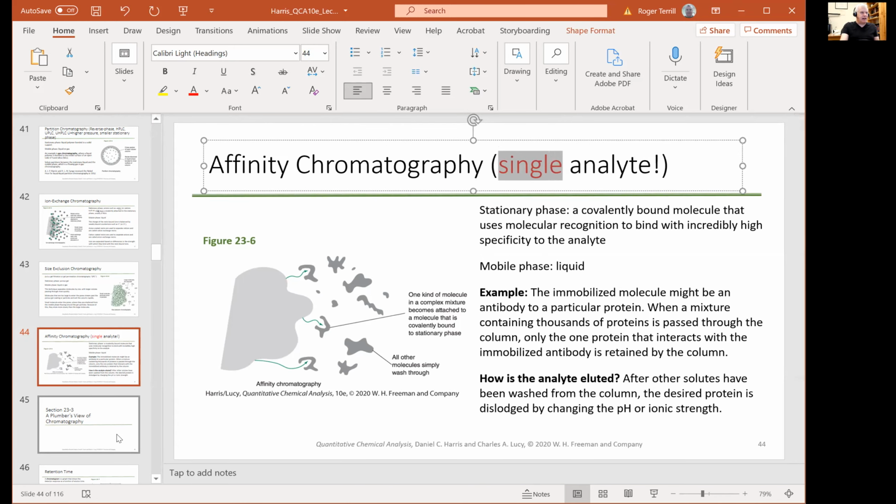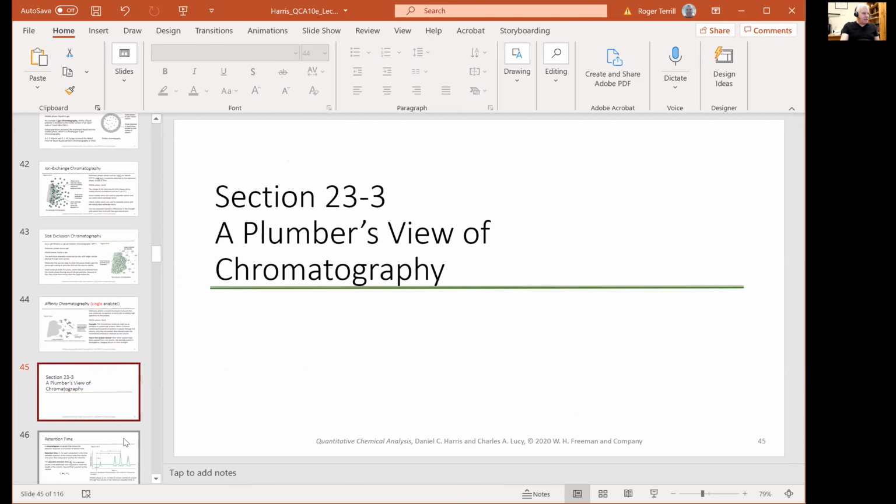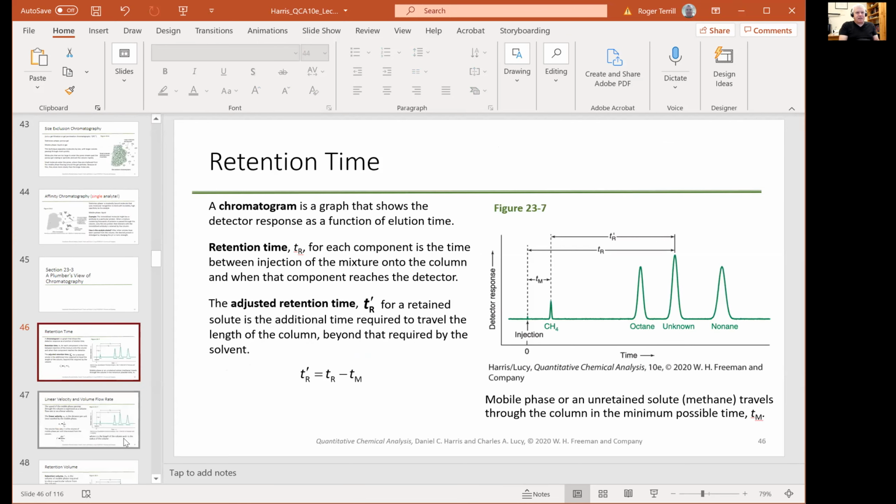But it's in here, right? So let's look at some of the basics of chromatography. A chromatogram is a graph that shows the detector response as a function of time. And the retention time, or TR, is the time between injection and detection, right?